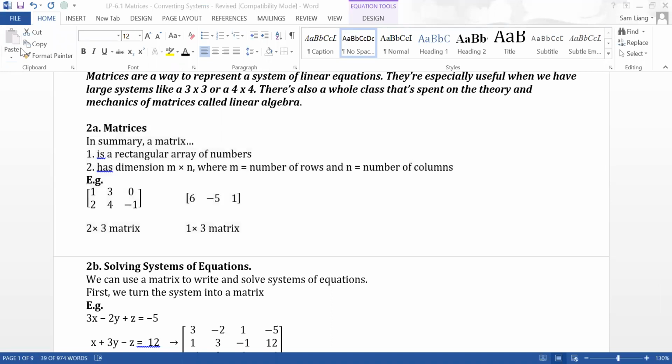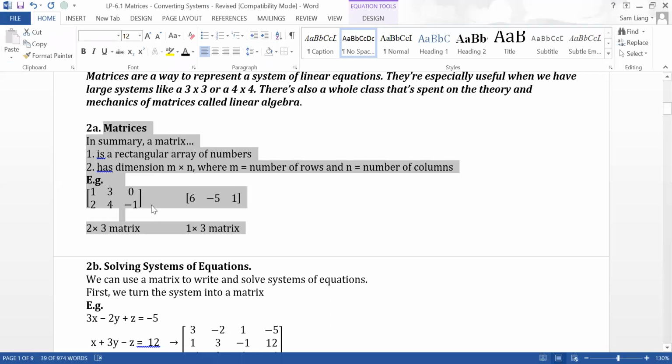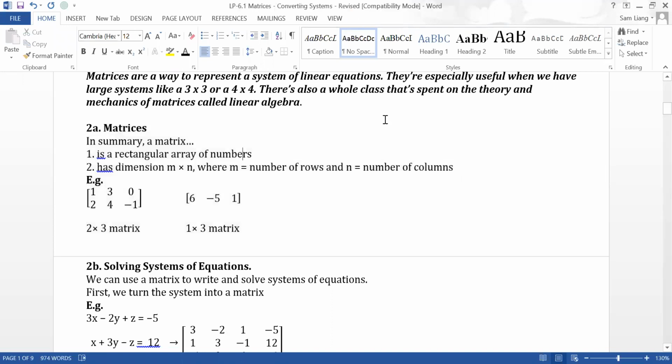Okay, does anyone still need to copy this first part? Please type in the chat or speak up. Okay, if not then I'll move on.